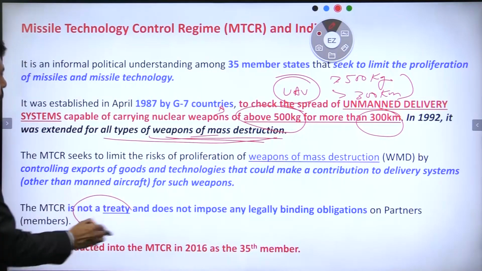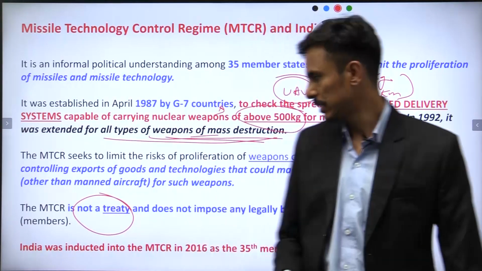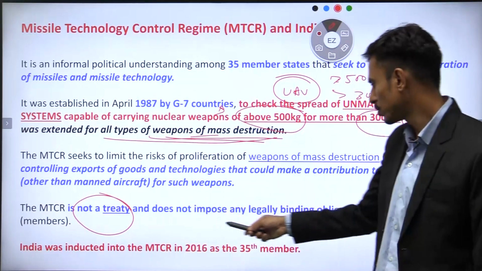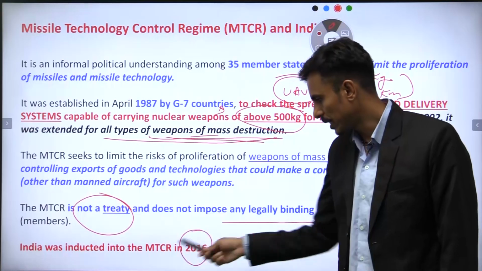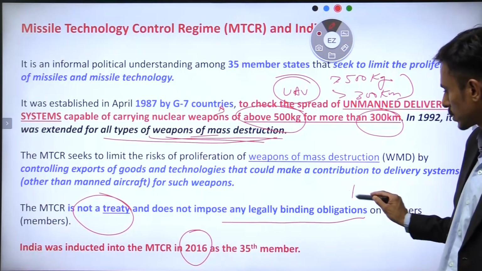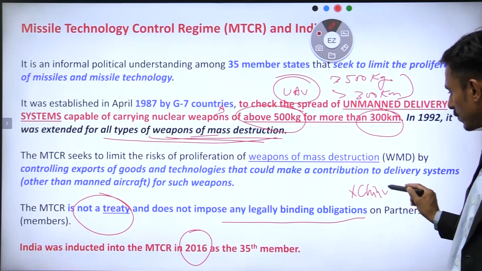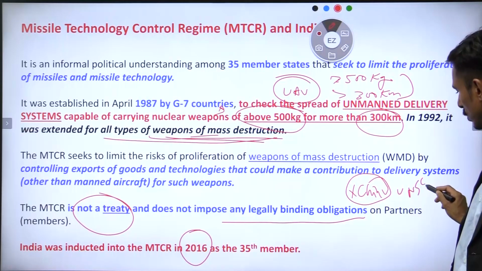So it is not a treaty. Why? Because it is not binding, right? Although India is a member, it is not binding. It does not impose any legally binding obligations, right? India was inducted into the MTCR in the year 2016, and very important, China is still not a member of the MTCR. However, it is a member of the NSG, Nuclear Suppliers Group.